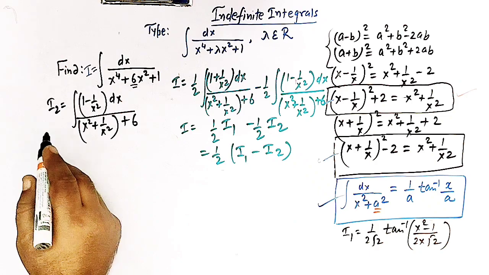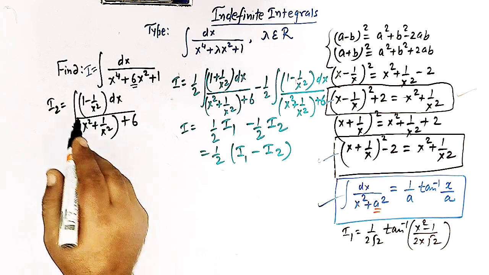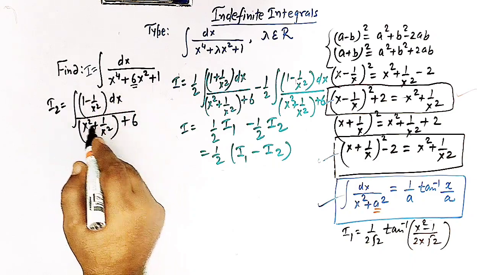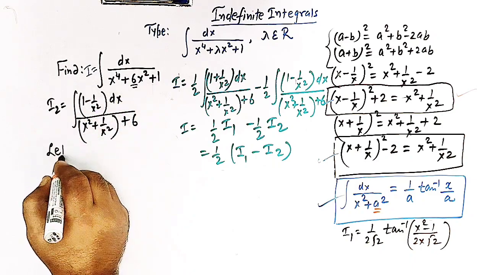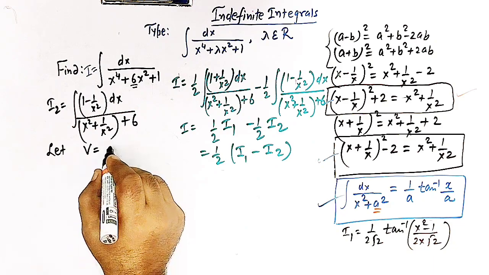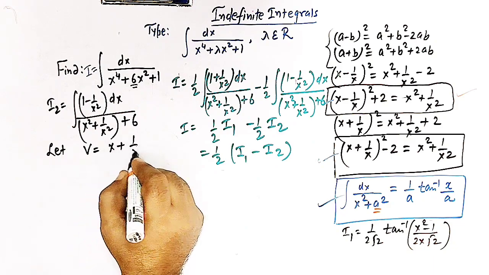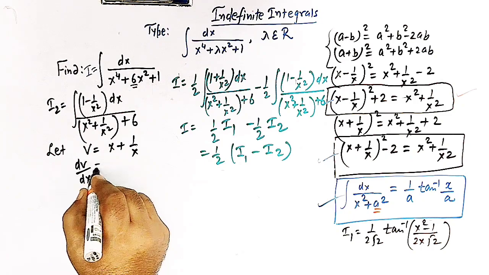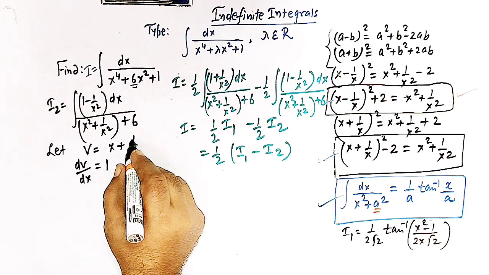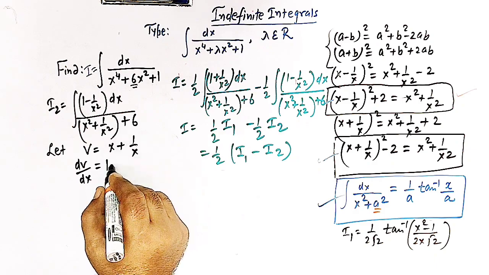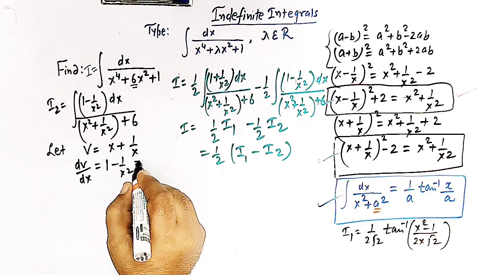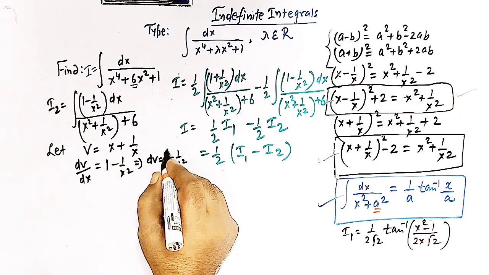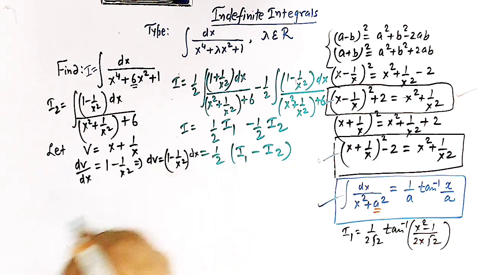So now let us calculate the value of I2. Now here we have (1 − 1/x²) dx in the numerator. So let us substitute here v is equal to x + 1/x. If we differentiate v with respect to x, we have dv/dx is equal to 1, and the derivative of 1/x is −1/x². So from here we can write dv is equal to (1 − 1/x²) dx, right?